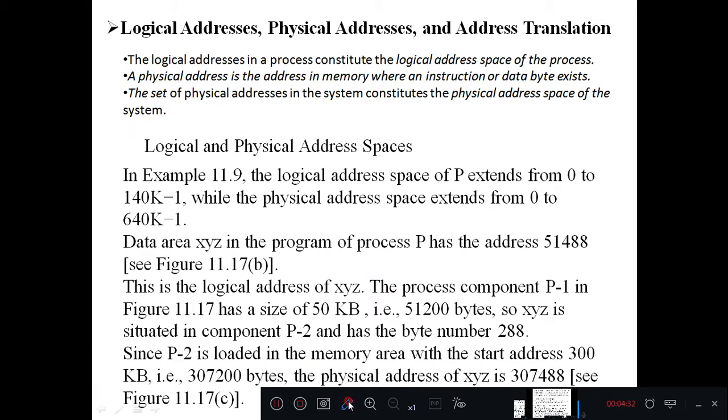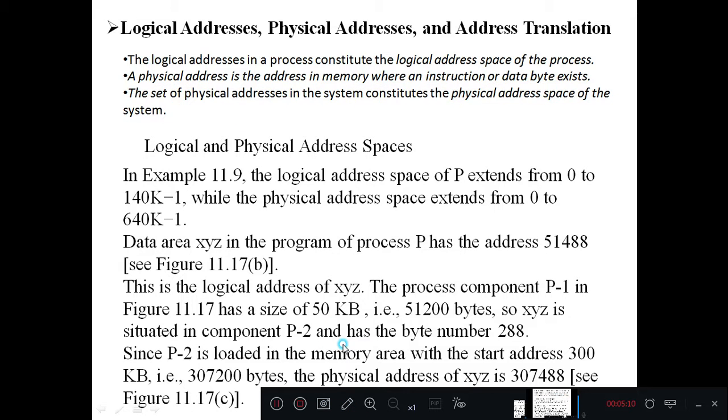Now the logical addresses need to be converted into physical addresses to locate the data as well as the instructions which are stored in physical memory. A physical address is an address in a memory where an instruction or data byte exists. The actual position of data and the code is going to be there in the physical memory. The set of physical addresses in the system constitutes the physical address space of the system.